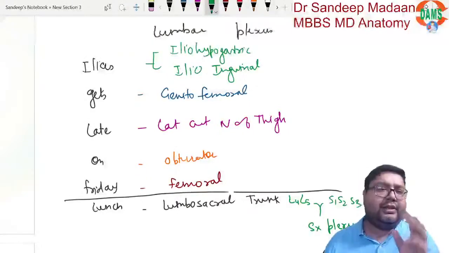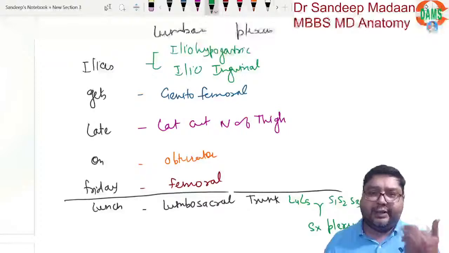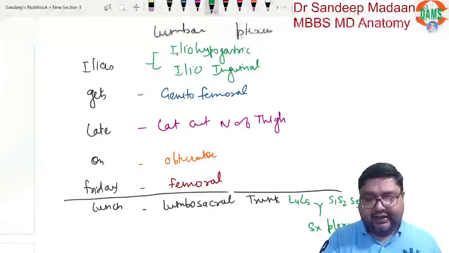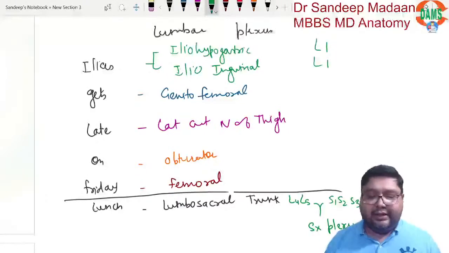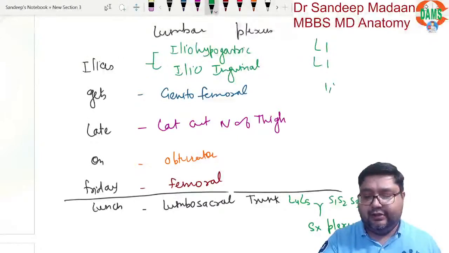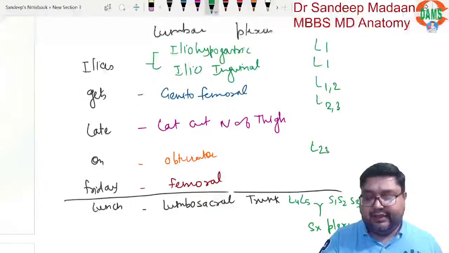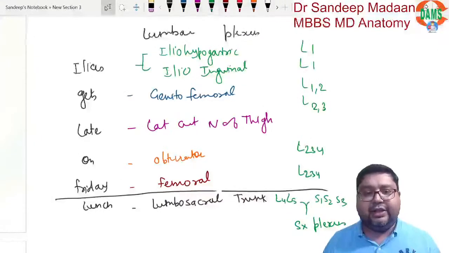Now we have the rest of the nerves, which are the branches from the lumbar plexus, and it is very easy to remember their root values also. How? We can divide the total 6 nerves into 3 groups, 2 nerves in each group. In the first group, both have the word ilio, and it starts with the letter I. I looks like 1, so both have the root value L1. Next 2 will be L1, 2; L2, 3. And the last 2 in this group are L2, 3, 4; L2, 3, 4.